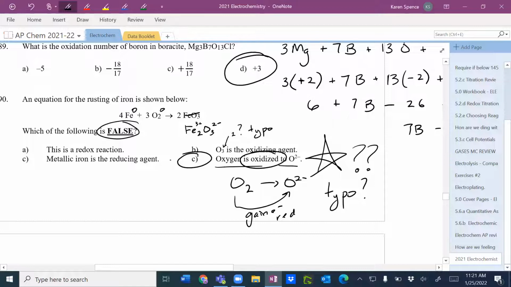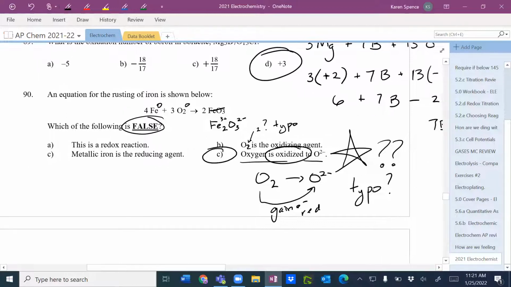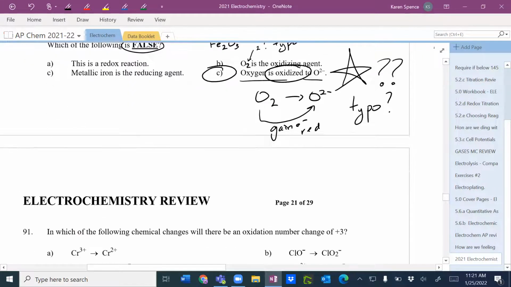Metallic iron is the reducing agent. Yes, if it reduced the oxygen. So metallic iron is the reducing agent, and I'm going to assume that that was O2. It should be a 2. O2 is the oxidizing agent. Yes, because it's getting reduced. So everything is true except for C. We're going all the way to 94.